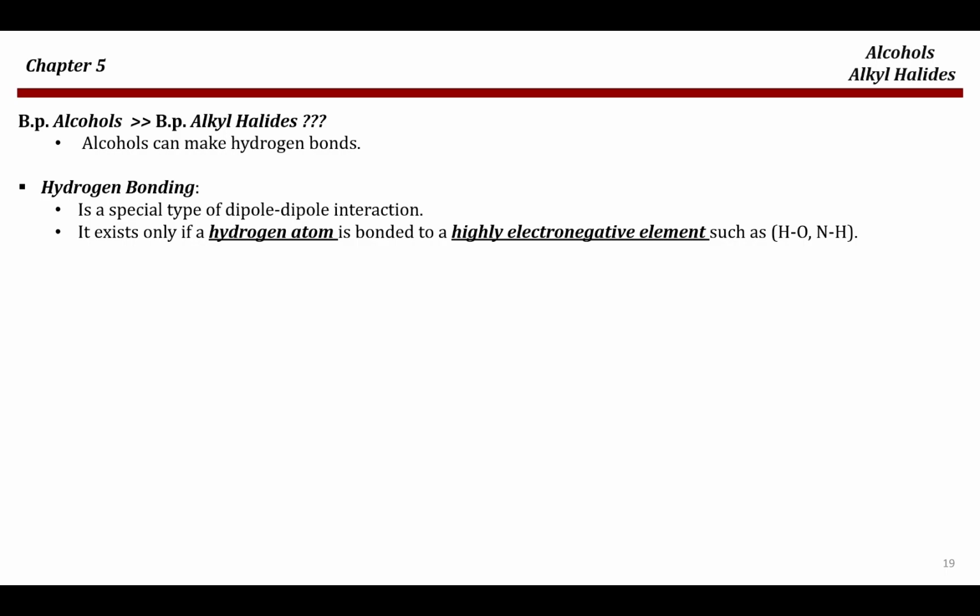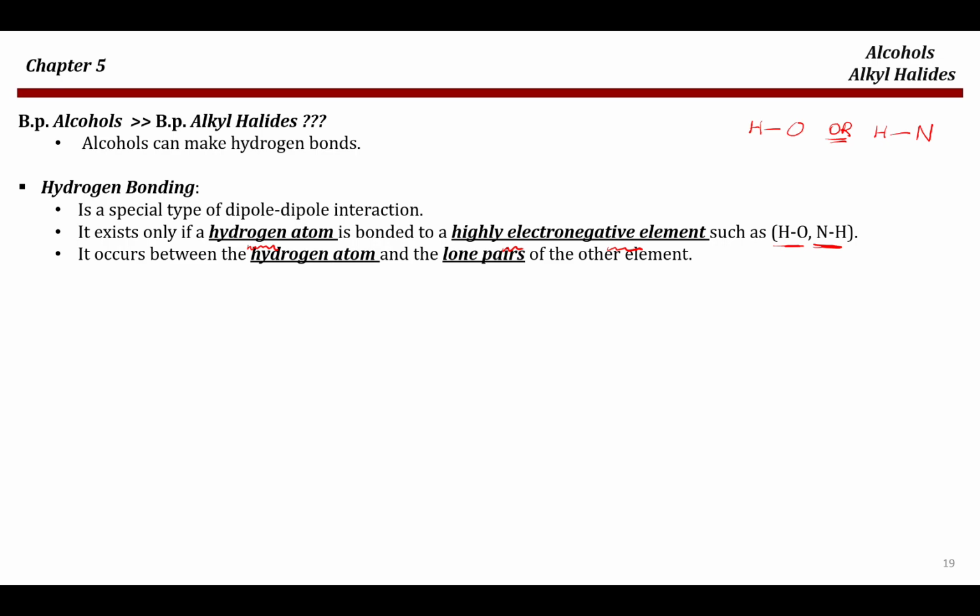And hydrogen bonding exists only if there is a hydrogen atom bonded to a highly electronegative element such as oxygen or nitrogen. So you can only have hydrogen bonds if you have a hydrogen bonded to an oxygen, or if you have a hydrogen bonded to a nitrogen. In this case, your compound can make hydrogen bonds. Otherwise, no. And the hydrogen bonding occurs mainly between the hydrogen atom and the lone pairs of the other elements.